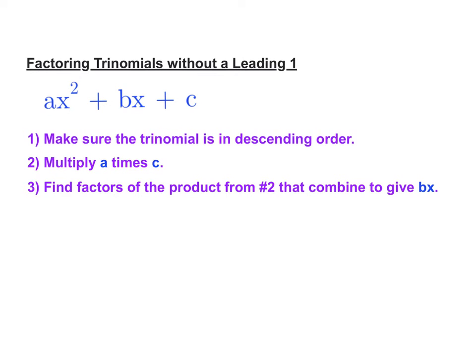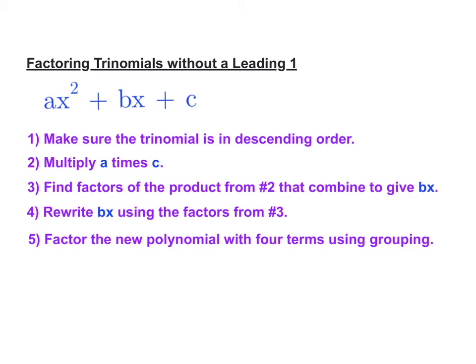So once you find those factors, you're going to rewrite BX using those factors. And this will become a little more clear when we go through an example. And then, of course, after you write it, you're going to factor by grouping. And again, if you don't like using grouping and you have a way where you can figure it out in your head, guess and check and find the numbers to factor that trinomial, you are welcome to do that. This is a strategy, however, that will work every time and doesn't require guess and check and doesn't necessarily have to be super frustrating for you.